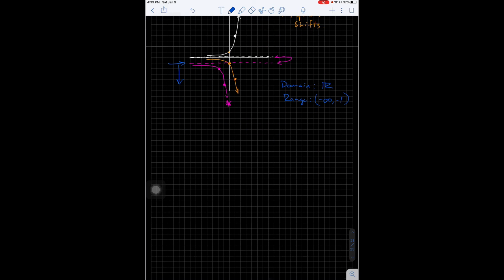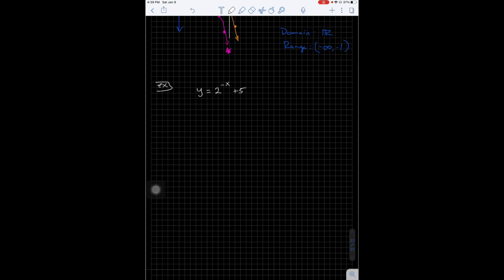Next example. Okay, we need to figure out what our parent graph is and what our base is. So I'm going to start that out in orange. Our base is 2. It's the number with the exponent on it. So my start values are 0, 1 and 1, 2. Asymptote at y equals 0. Here we go.